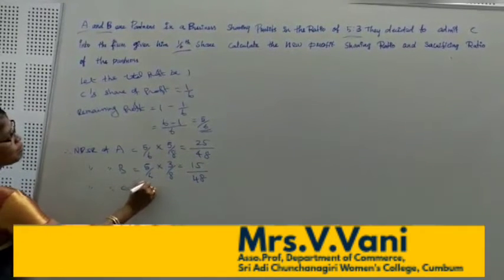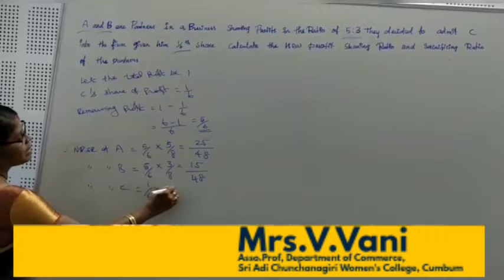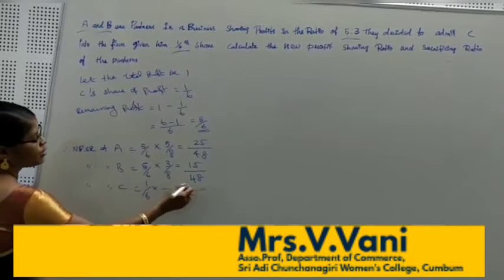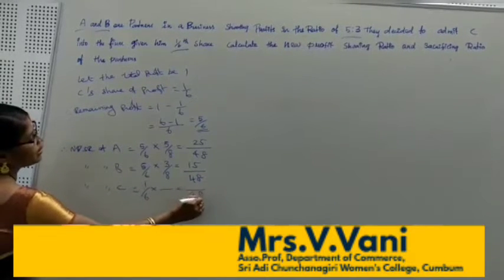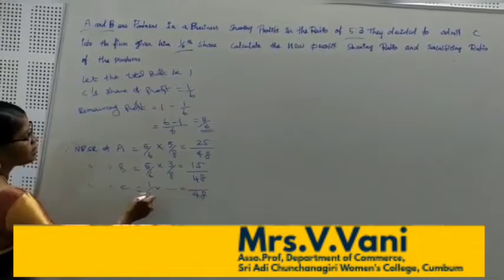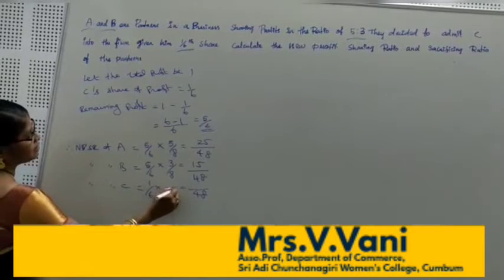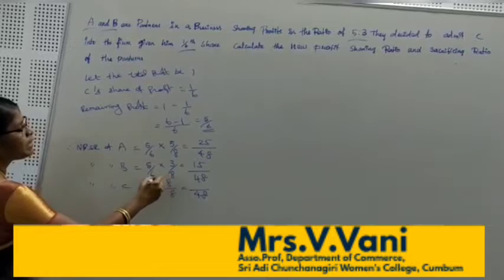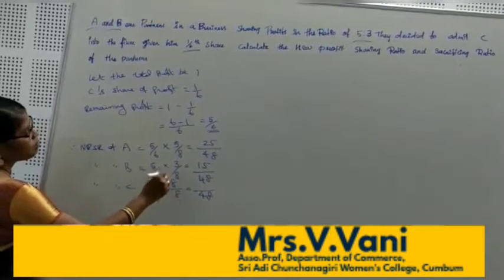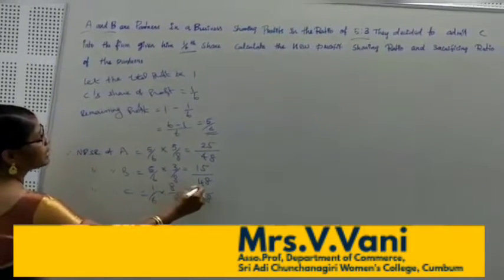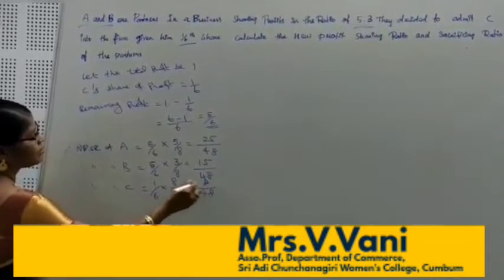And C's share of profit is 1/6, but it should not be left in this form. So it should be converted into an equal ratio with denominator 48. So 48 divided by 6 is 8. So 8 is multiplied with the numerator and denominator. So 1 into 8 is 8, 6 8s are 48.